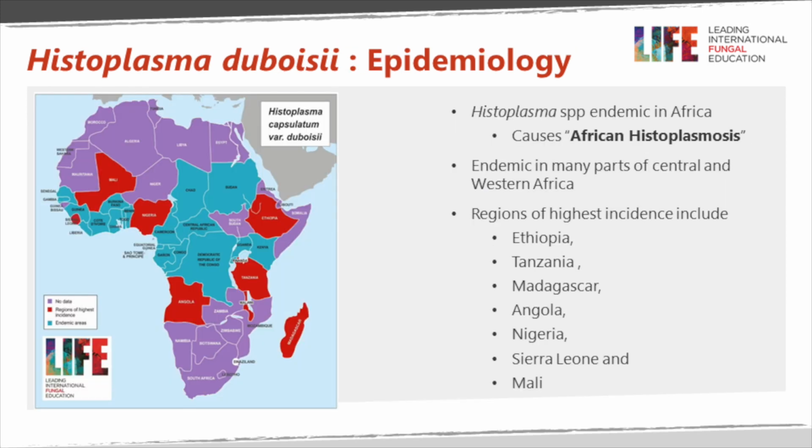Histoplasma capsulatum is also found in Africa, but the areas where duboisii is found is almost exclusively Africa. There have been a couple of cases described from India, but it's almost exclusively Africa. And you can see on this map the areas with the highest incidence, which is based on reported cases, which may or may not be an accurate reflection of where the disease occurs most frequently.